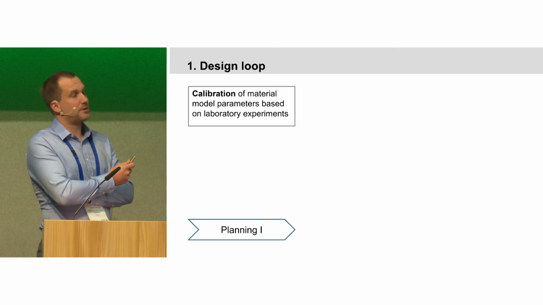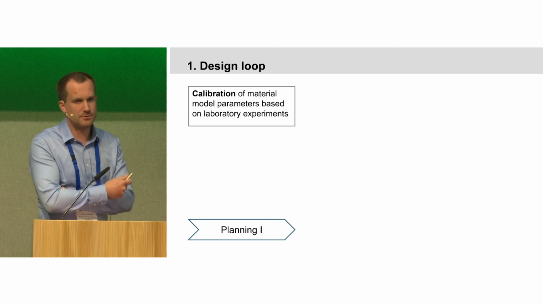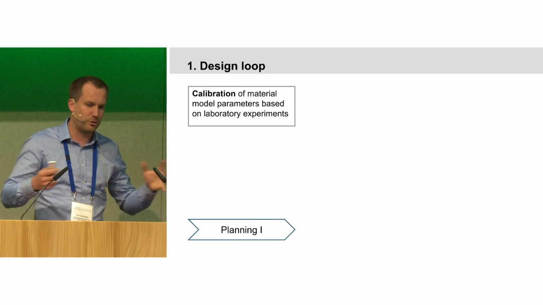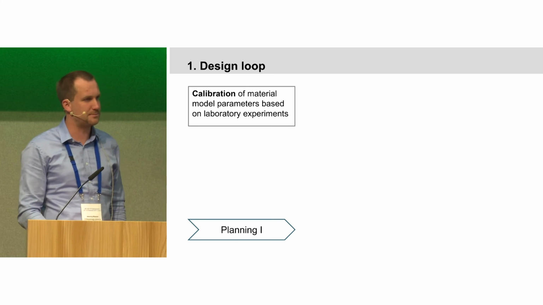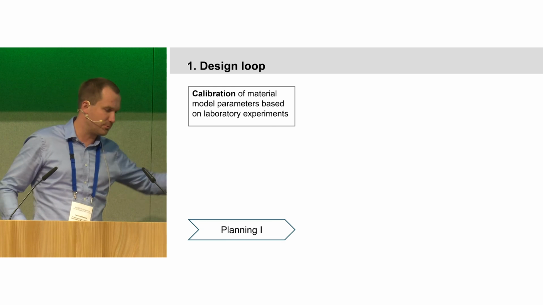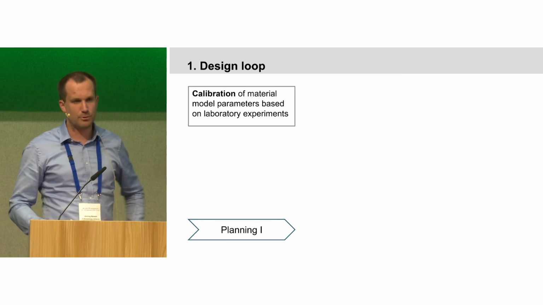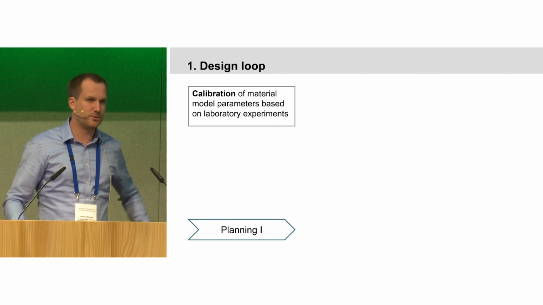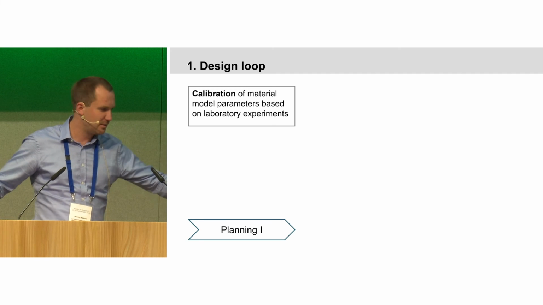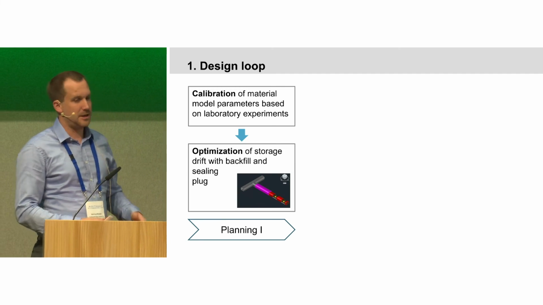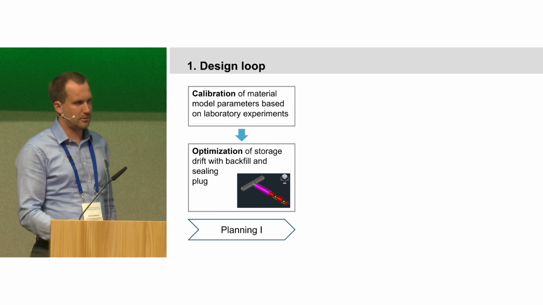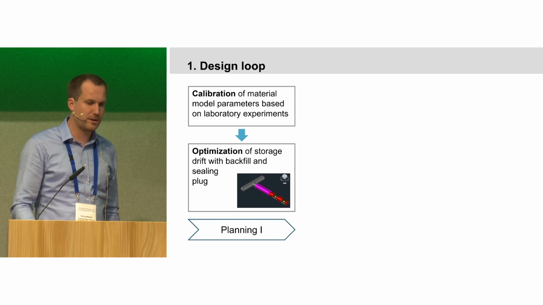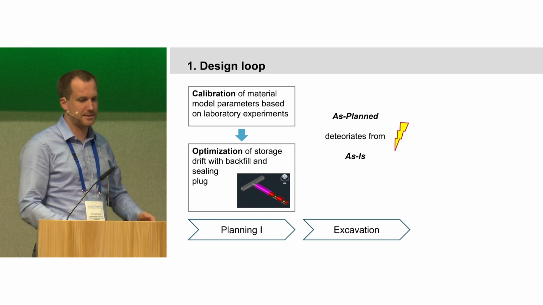So now let's have a look at the design loop, how we could use such a model in practice. We have a planning phase 1. We calibrate our model parameters based on laboratory experiments. That means on the site, we could drill a hole, we could drill another hole, we make some probes, and then we get some material parameters that are possibly wrong or incomplete because of the testing conditions. But anyways, using the model that we have, it's the best that we can do. We will optimize the storage drift with backfill and sealing plug, and then we start to excavate.